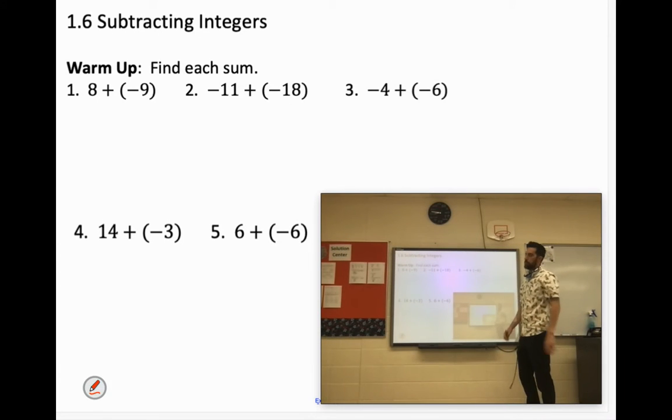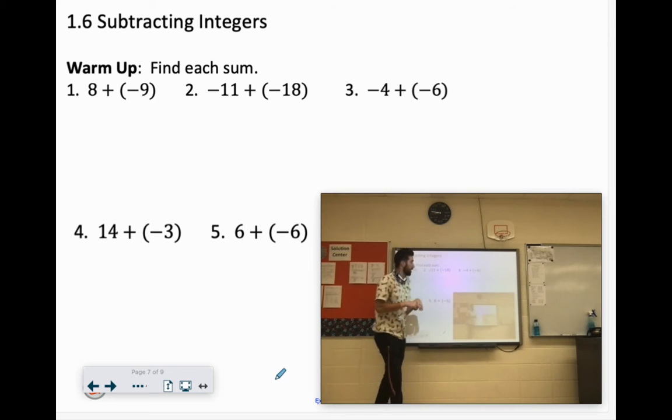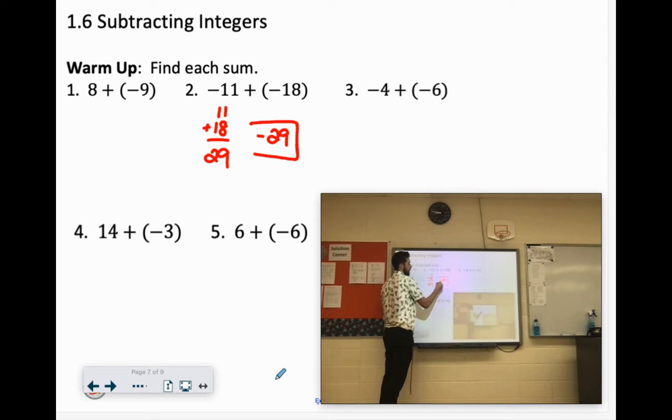Going to try subtracting some integers, but just warming up with some of our rules from last time with adding integers. Remember, if they are the same sign, like number 2 here, you just add them together and keep the sign. So we're just going to do 11 plus 18, and whatever we get, we just keep negative. 11 plus 18 is 29, so negative 29.